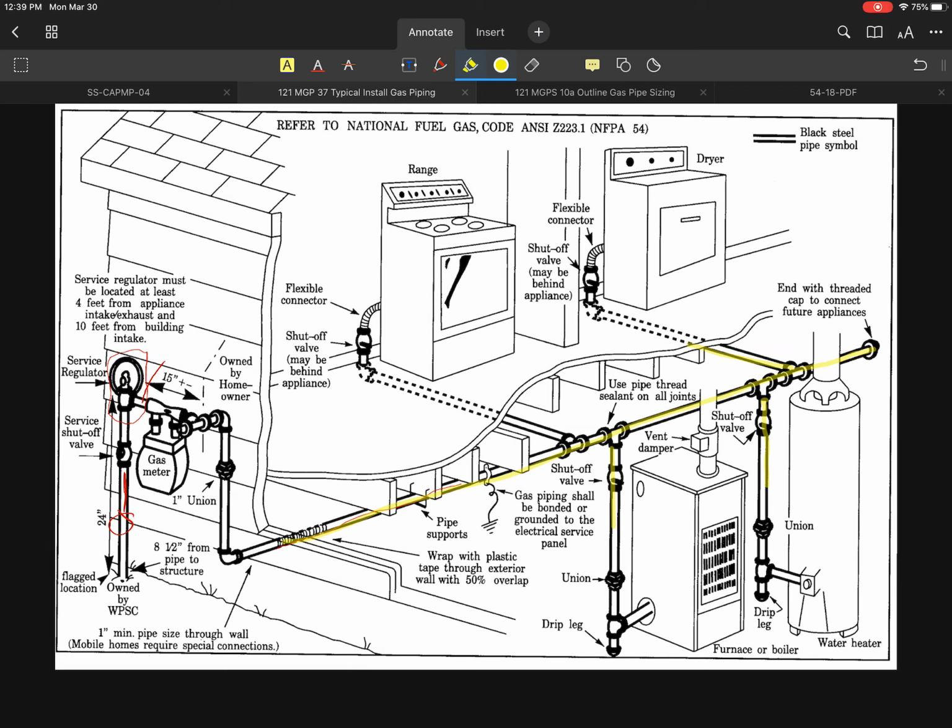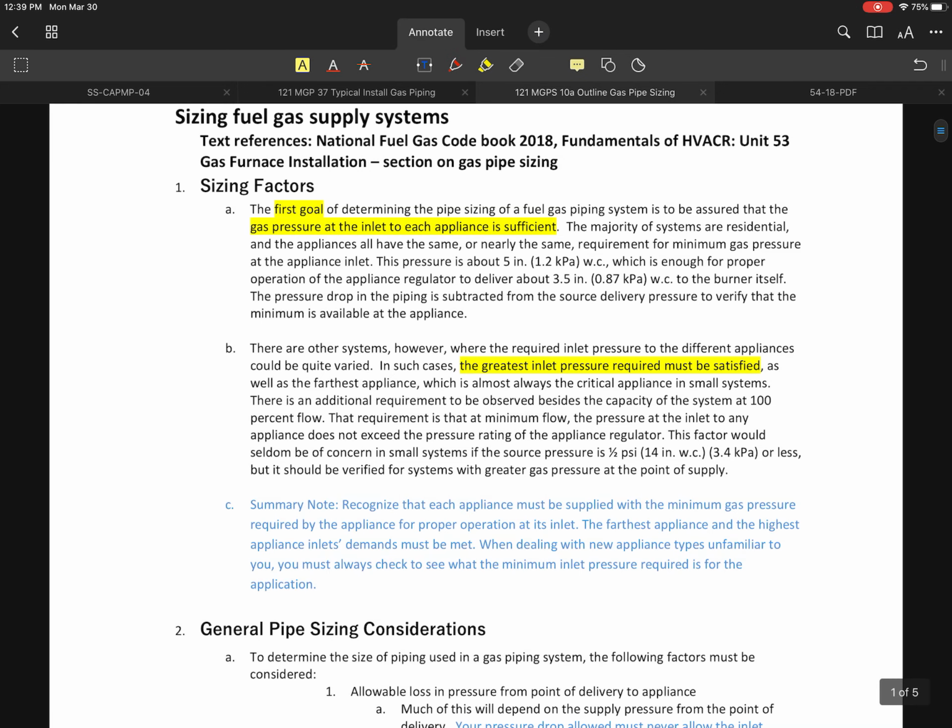And we've got to make sure that we can feed sufficient fuel with a reasonable or minimal amount of pressure loss in those lines, so that it's not going to choke these appliances down, because that really will create some problems. So that's the first thing. All right, so back to the outline.